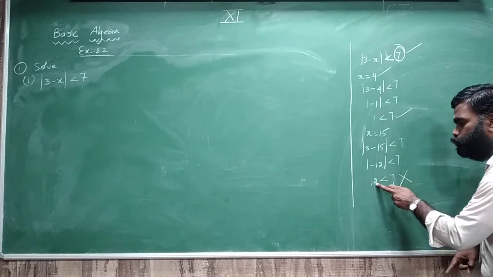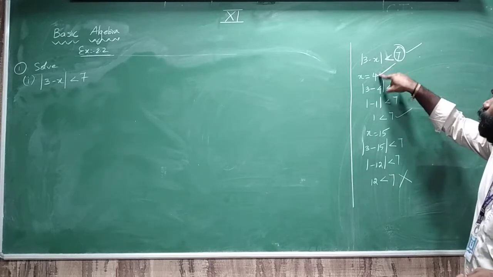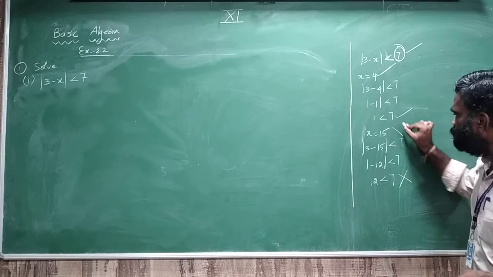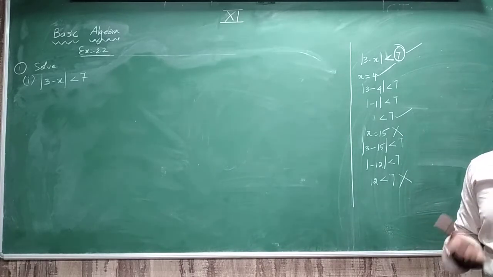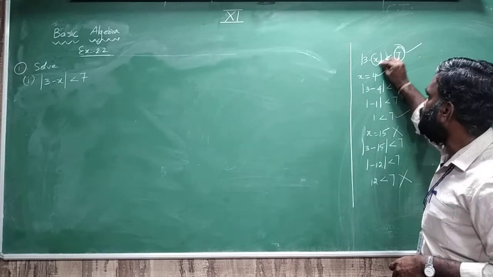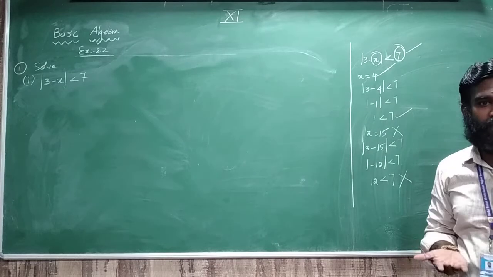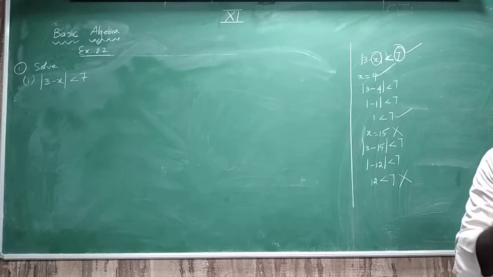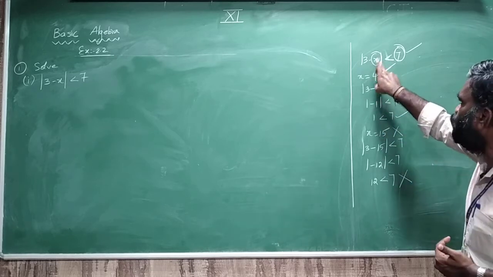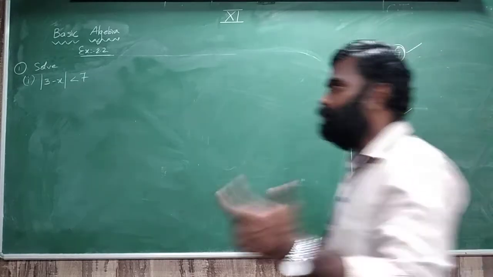So sometimes it is possible for x values, and sometimes it is not possible. I need to find what the possible values of x are, so that this modulus function is less than 7. This I need to find.